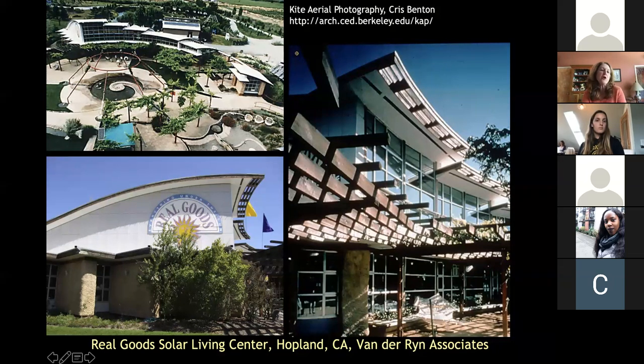And this is a very early aerial photograph that was done by former Professor Chris Benton. He does a lot of kite aerial photography long before we had drones. So he's got some really wonderful pictures there. So very early, and there's a lot of vegetation that was built up on this structure here. So that's an outdoor shaded space.